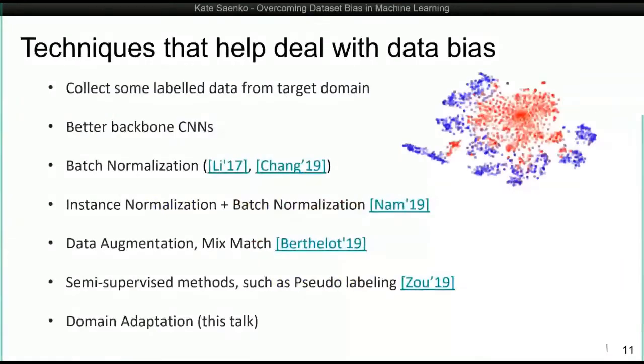So fortunately, there are quite a few techniques that we can use to alleviate this. I've listed a bunch here. What I want to talk about here today is the technique of domain adaptation. You know, there's always data augmentation. There's always using batch normalization. Some of these techniques can help in the case of dataset bias. But let's talk about domain adaptation.